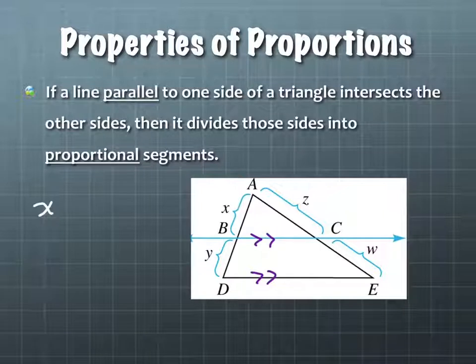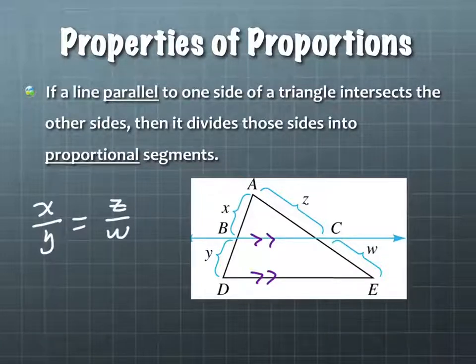It divides as, yeah, I was ready, right? X over y is equal to z over w. There's lots of parallel or similar statements I could write down, but that's the one that we reference right there. Okay?